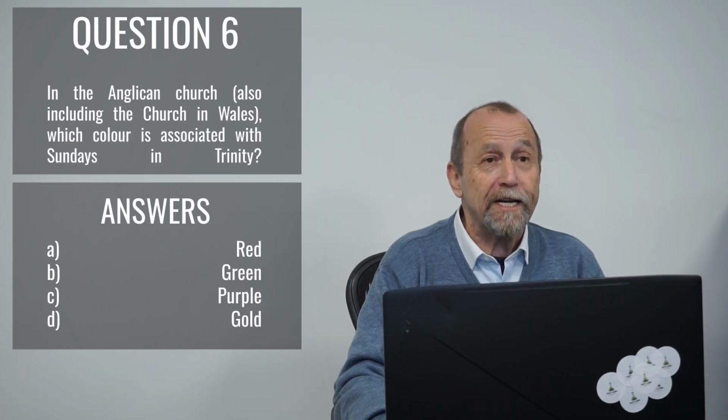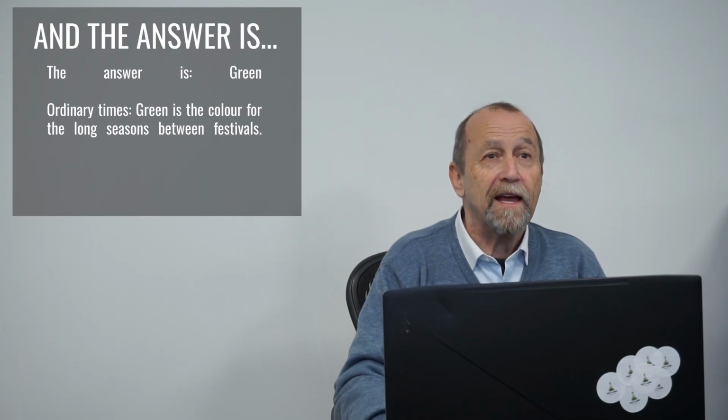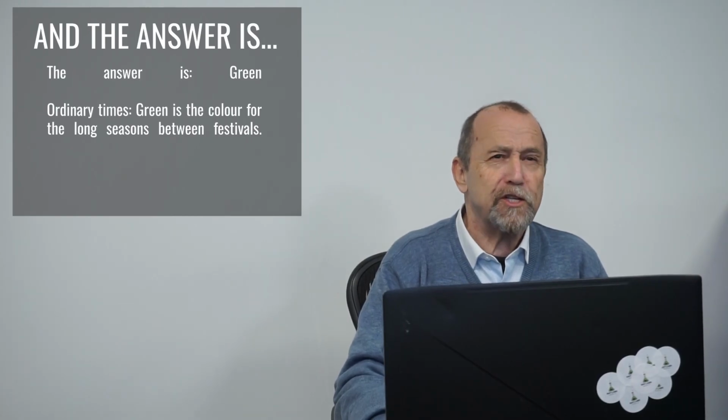Question 6. In the Anglican Church, and that includes the Church in Wales, which colour is associated with Sundays in Trinity? And the options are red, green, purple or gold. And the answer is green. For ordinary times, green is the colour for those long seasons between festivals, such as the Sundays after Trinity and Epiphany.